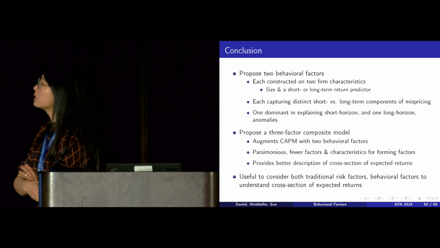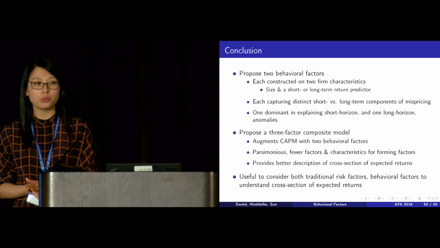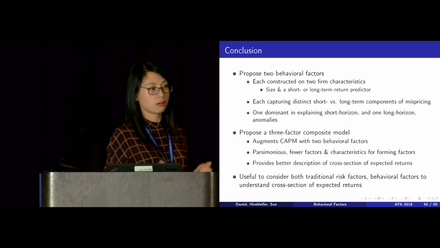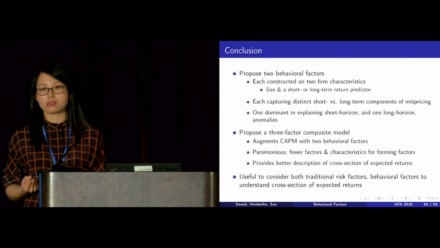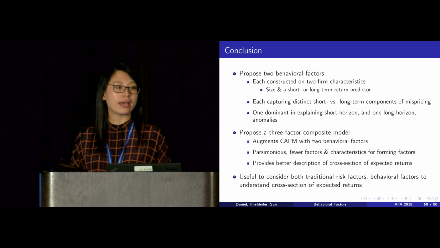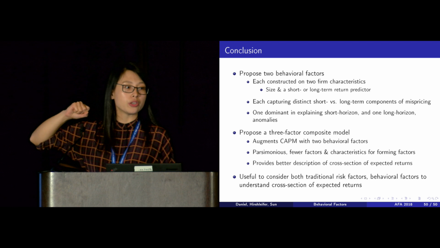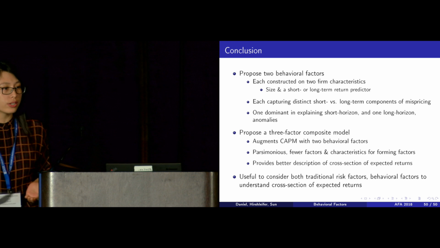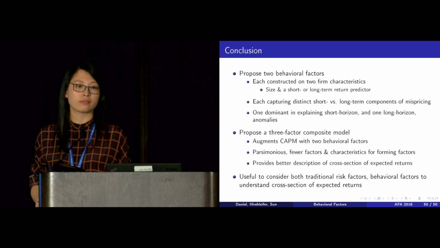To conclude, in this paper we propose 2 behavioral factors, each one constructed on 2 firm characteristics, and each capturing a distinct component of long-term versus short-term mispricing. Each one dominates in explaining one group of anomalies, long horizon versus short horizon. Based on that, we propose a 3-factor risk and behavioral composite model by augmenting the CAPM with 2 behavioral factors. This model is more parsimonious, using fewer factors and fewer behaviorally, theoretically motivated economic characteristics to build the model. However, it provides generally better description of the cross-section of expected returns.